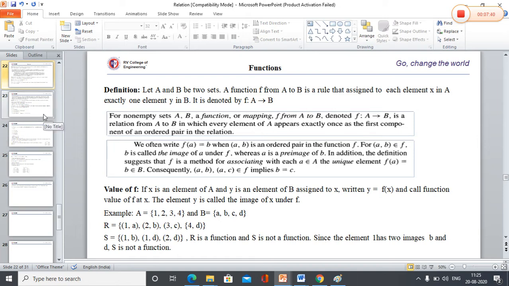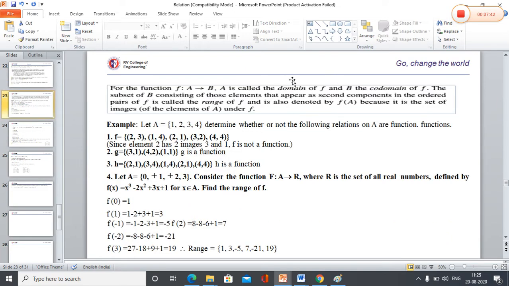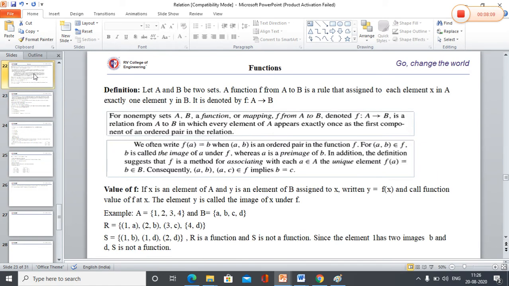Okay. Now next is here we are saying we have two non-empty sets A and B. So here A is called the domain and B is called the codomain. Okay. So the subset of B consisting of those elements that appear as second component in the ordered pair of f is called the range of f, and is also denoted by f(A) because it is the set of images of the elements of A under f. Okay, so what does it mean? Here if I say this example, so see, in relation also I have told how to find the domain and range.